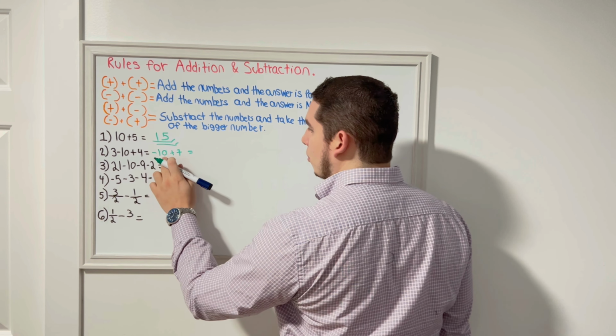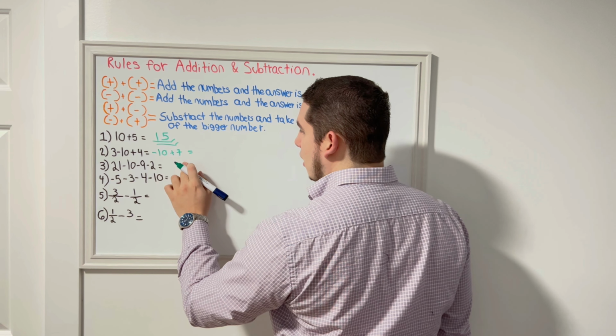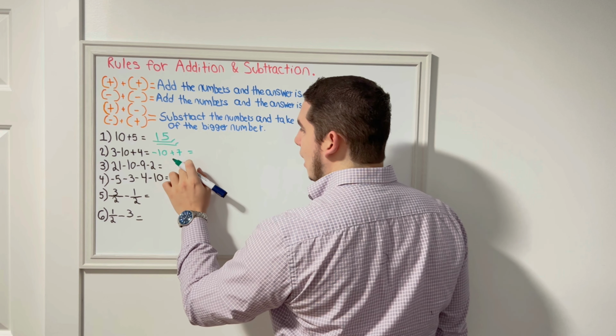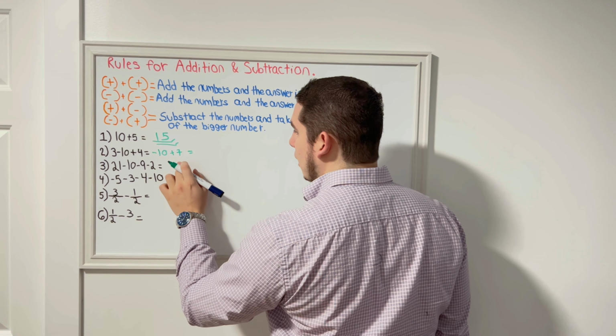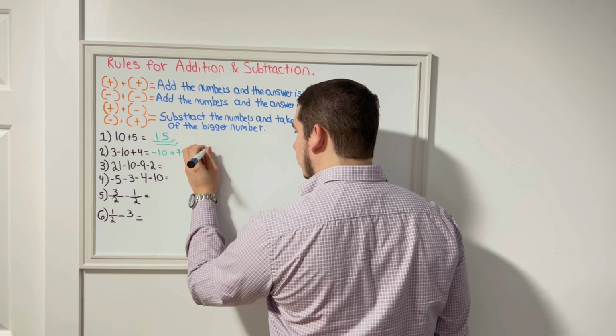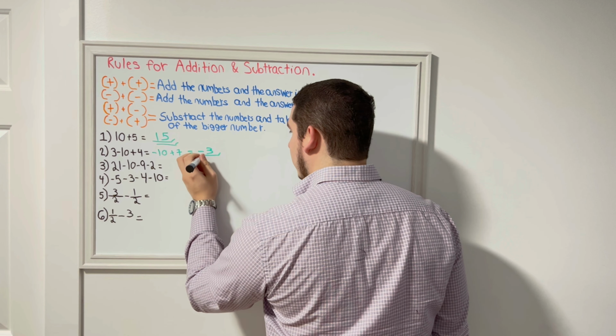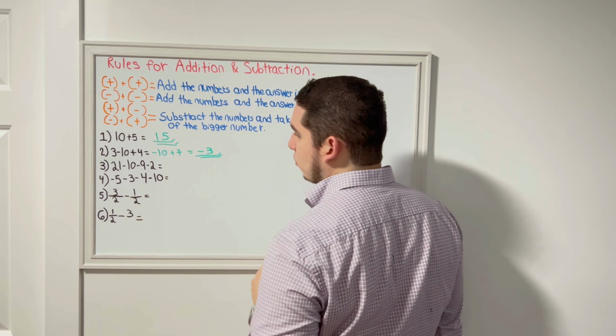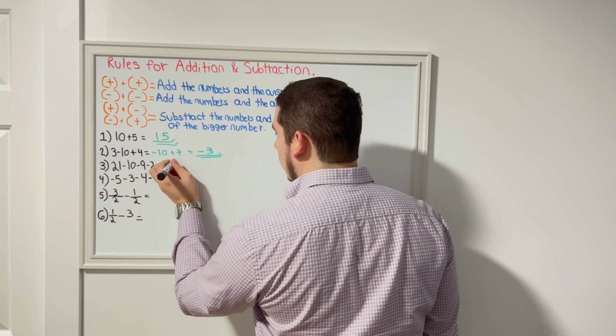Now we have two numbers with different signs. We're gonna subtract them and leave the sign with the highest value. In this case it is the number 10. So the answer is -3.